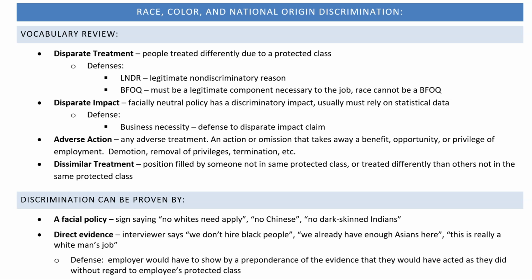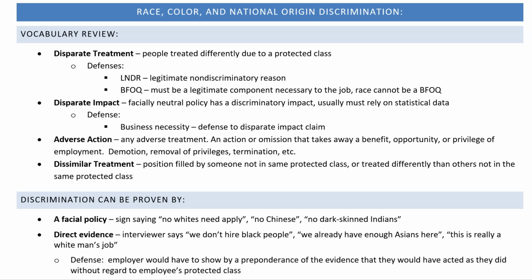One is a legitimate non-discriminatory reason defense, meaning there was a good reason that this person suffered an adverse action and it didn't have anything to do with discrimination. The other is BFOQ, or bona fide occupational qualification. This must be a legitimate component necessary to the job. And we clarify here, for this chapter specifically, race cannot serve as a BFOQ.